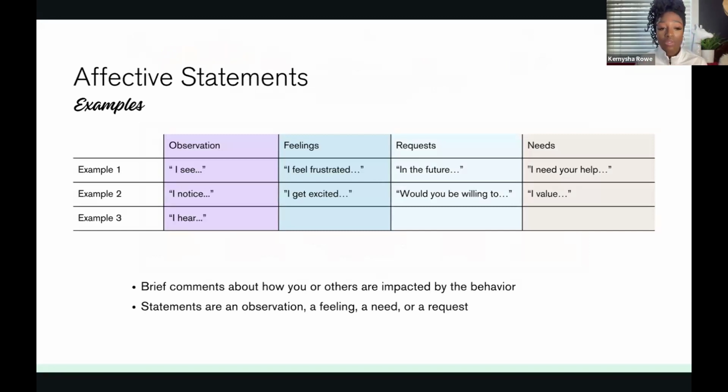With affective statements, what I am referring to are those brief comments about how you feel impacted by someone's behavior. We use this in our everyday language. We say statements like, I feel frustrated, or I get excited. We make requests about how we want to engage with one another. We make requests as to what you need in order to be successful or need in order to be heard. None of these statements are new, but what I want to do is to reintroduce them as a way of how you can be proactively restorative in your everyday language. And so these are statements about observations, feelings, and need or request.